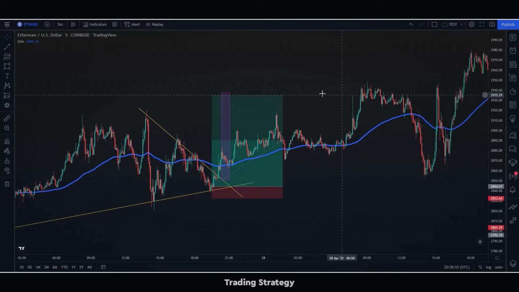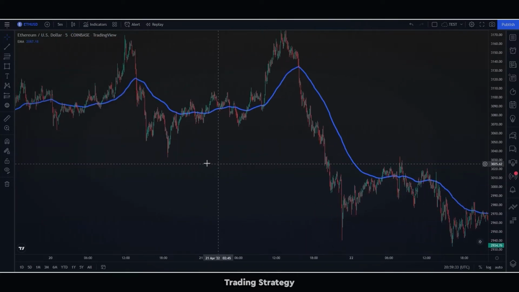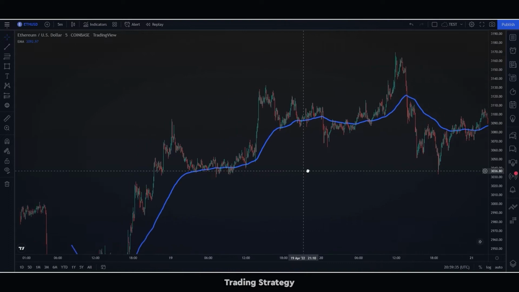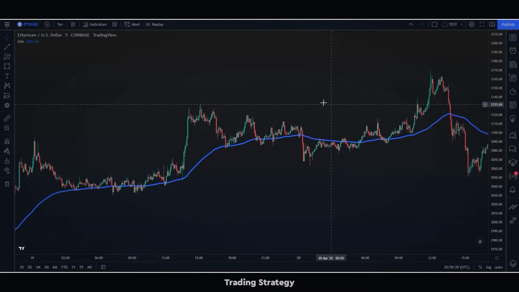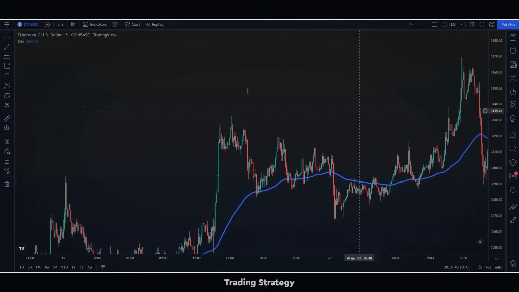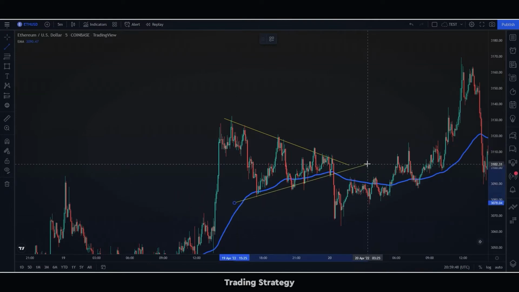Something that should be clarified is that on this occasion, we did not give much importance to the EMA because it was somewhat lateral. Now, let's look at one last example. We try to find a triangle. In this case, we find one with a previous uptrend. So we would expect the breakout of that triangle to continue the uptrend. So we make a buy trade at the low points of the triangle.